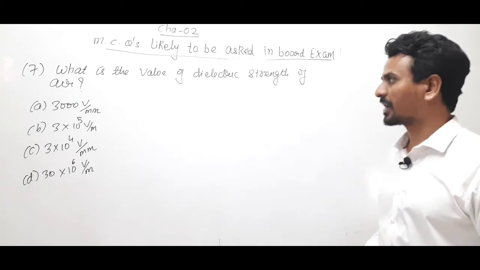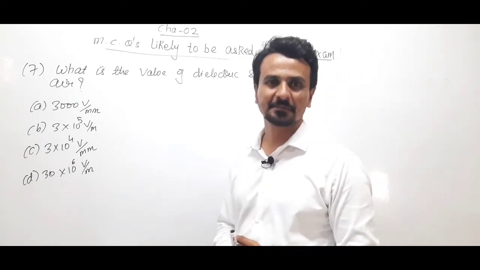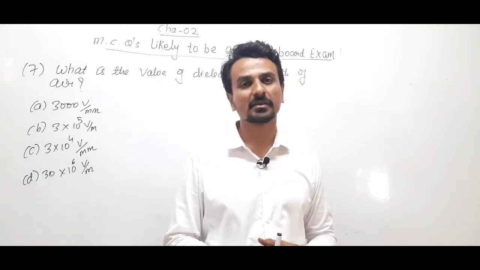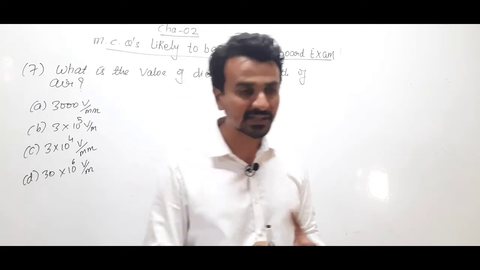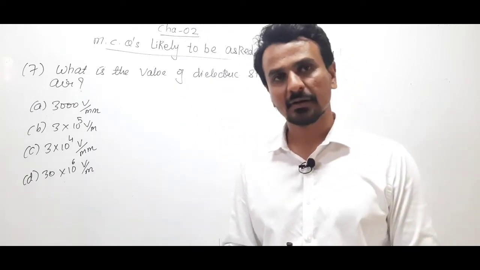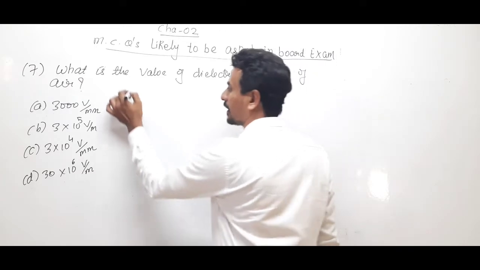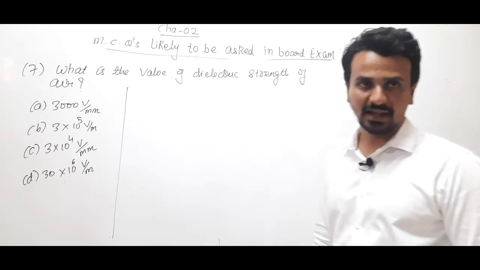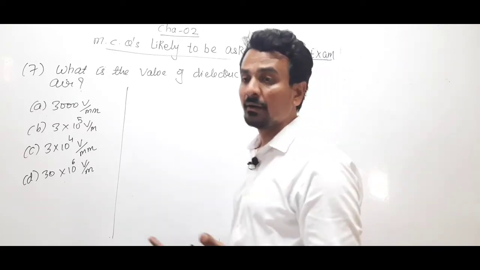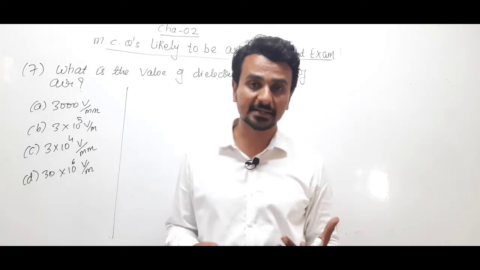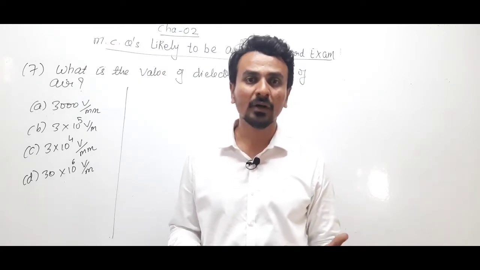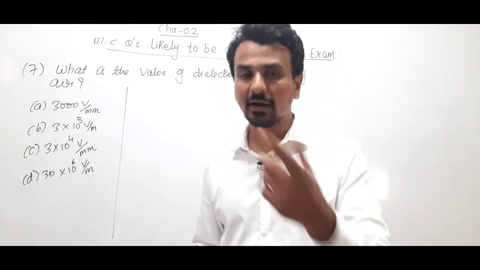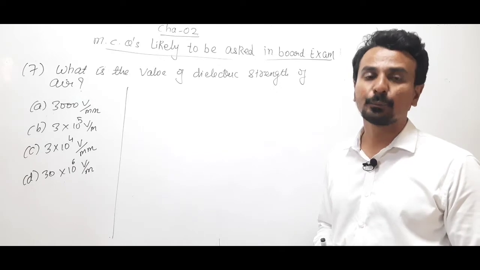7th one. What is the value of dielectric strength of air? Dielectric strength means the maximum value of electric field up to which air can act as an insulator. That is known as dielectric strength. And then comes dielectric breakdown. That means the electric field has increased beyond its limit, and now the air will act as a conductor. It will no longer be an insulator. That is known as dielectric breakdown.